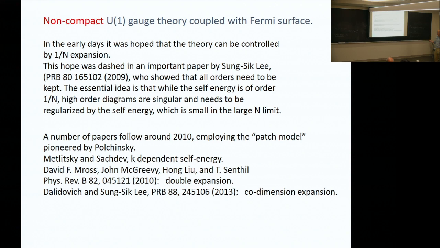Yeah, but I think there was some significant development around 5 to 10 years ago. There were a number of papers employing the patch model pioneered by Polchinski, for example, Metlitski and such. They showed that the self-energy, when you go to higher order, actually has a k dependence. For a long time, we thought it was an omega dependence. And Mross and collaborators did a double expansion, in one over n and also in an expansion around the critical scaling dimension of the boson. And there was a very nice paper by Sung-Sik Lee again, who did what they call a co-dimensional expansion. This paper has a lot of references and is very long. So if you're interested in the topic, I would recommend that you read it because it summarizes everything. And as far as I know, this is probably the last word on this topic.